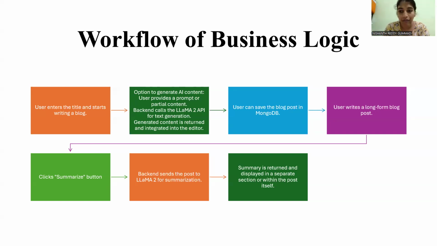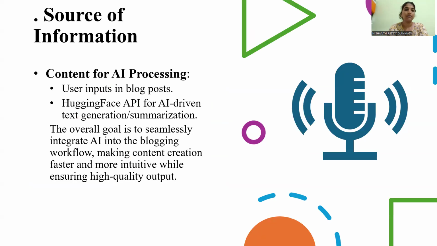User writes a long form of blog post. If he clicks on summarize button, the backend sends the post to model, and the model will summarize and return it, and the returned summary will be displayed in a separate section or within the post itself.